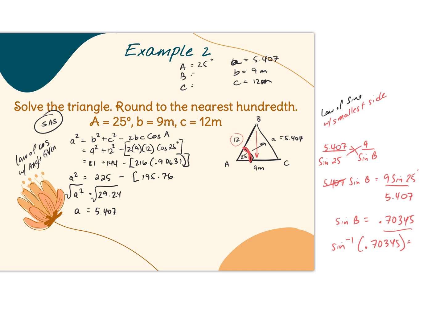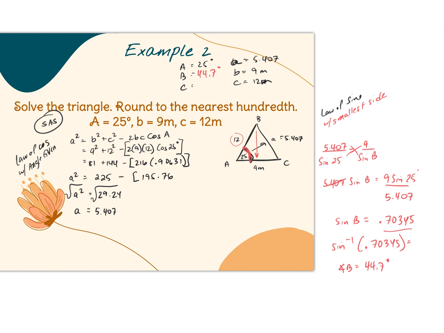And so I'm going to do inverse sine of 0.70345, and I'm going to get angle B equals 44.7 degrees. So 44.7 degrees.